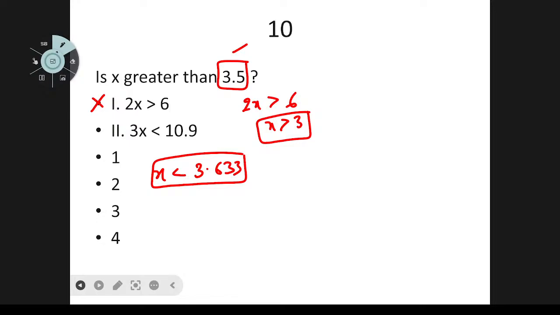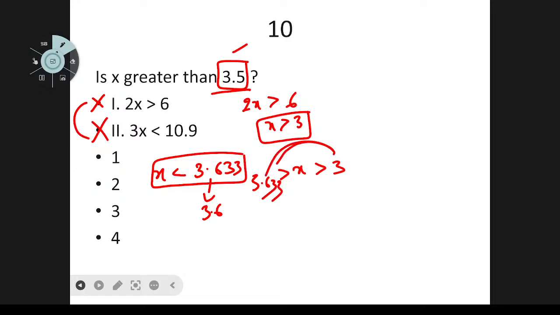If it is less than 3.633, is it greater than 3.5? Possibility is there. If this is 3.6, it is greater than 3.5 only, right? So possibility is there, but I don't know whether it is greater or not. Even if I combine these two, I am getting X is greater than 3 and it is less than 3.63.